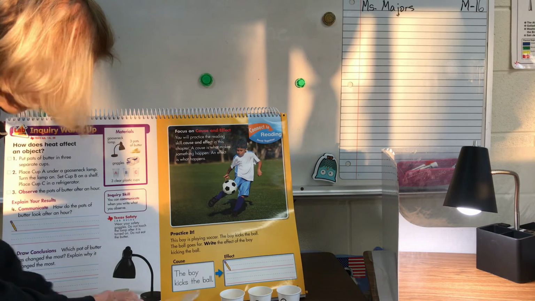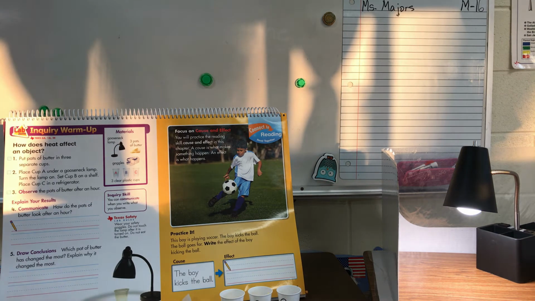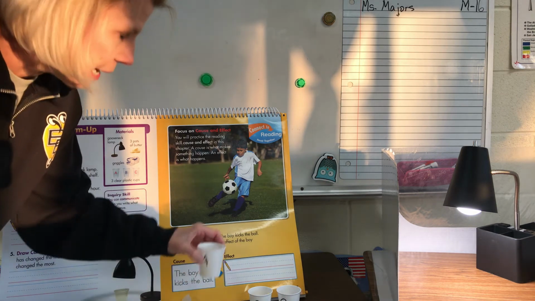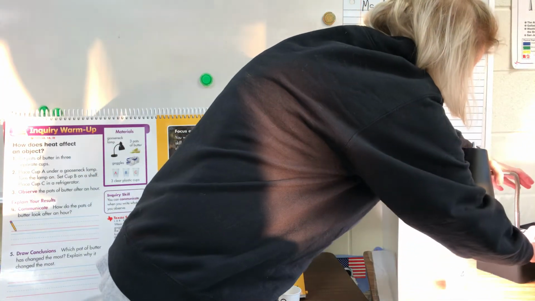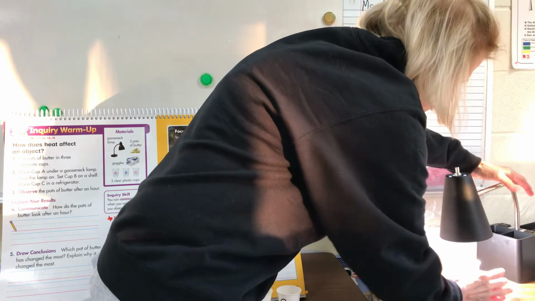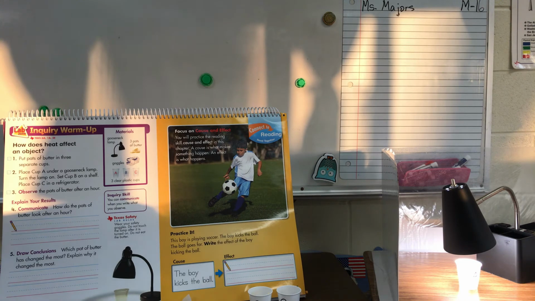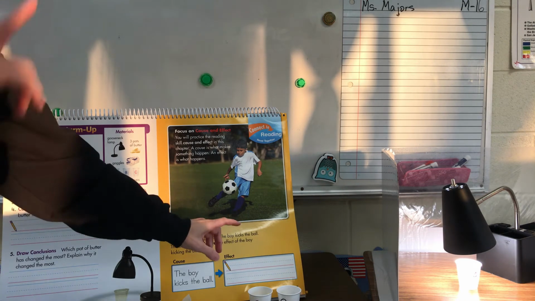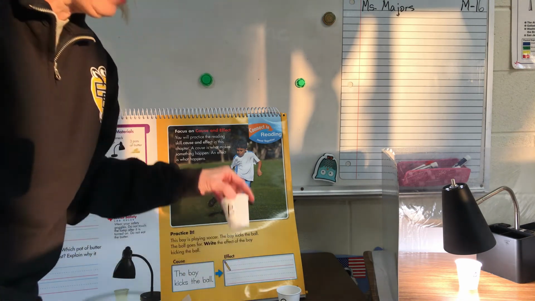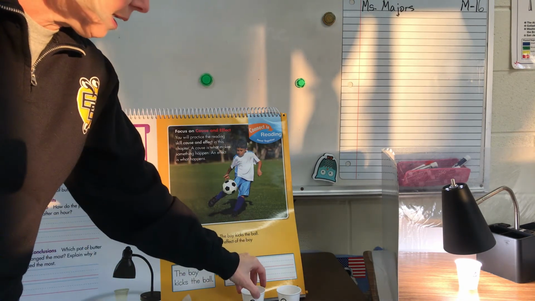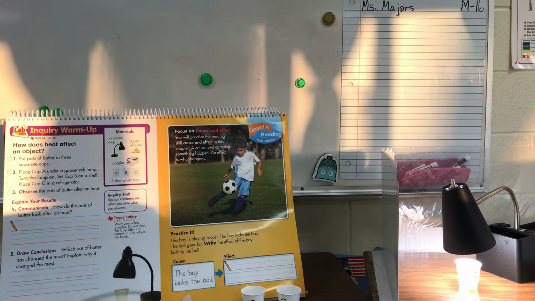All right, so we're going to put cup A under the gooseneck lamp. So here's A, and we're going to put it under here. I borrowed this from my son this morning when he was half asleep. So we'll see what happens there. And we're going to put B on a shelf, so I'm going to put it over here in the windowsill, and C in the refrigerator. So I'll be right back.